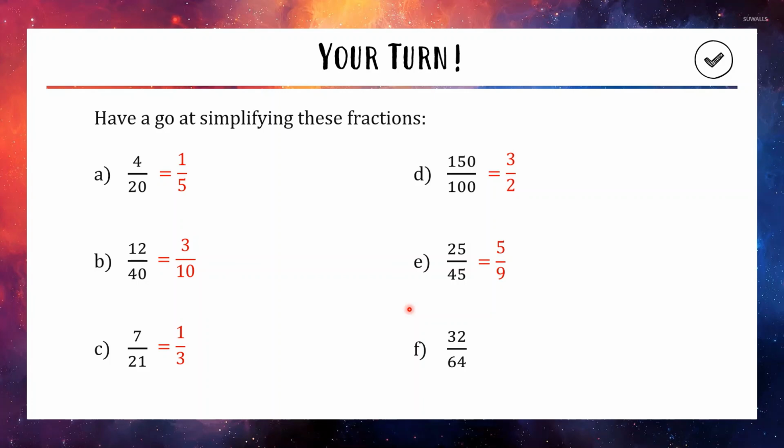And question F, you can get there in one step if you're really, really clever, because you can see that the top is 32 times 1, and the bottom is actually 32 times 2. So this fraction will work out to be 1 out of 2, or a half. Okay, that's where we're going to leave it for today.